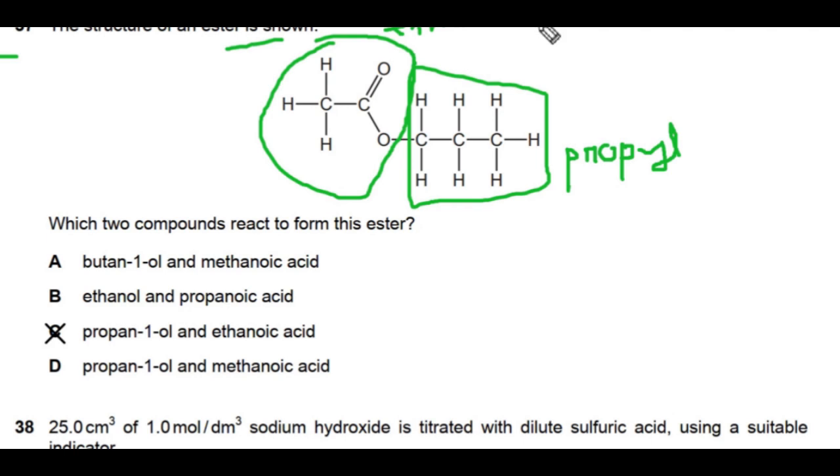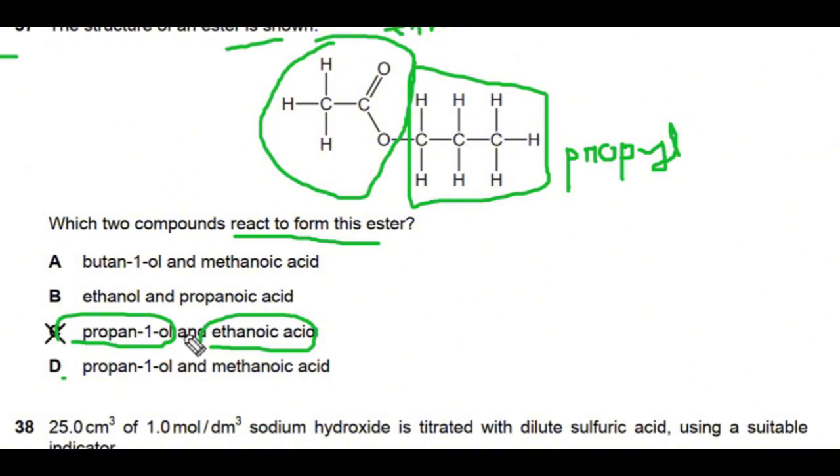Propyl ethanoate. So which two compounds react to form this ester? The alcohol part is propyl, so propanol is needed: propan-1-ol. And the acid part is ethanoate. The 2-carbon acid is ethanoic acid. So ethanoic acid reacts with propanol in the presence of a sulfuric acid catalyst to form propyl ethanoate.